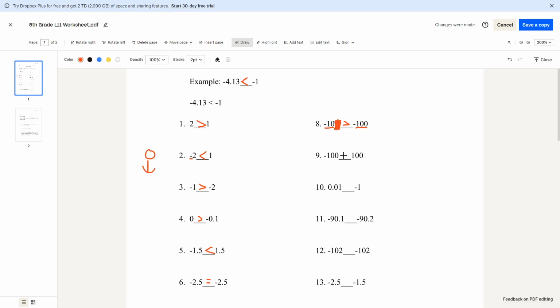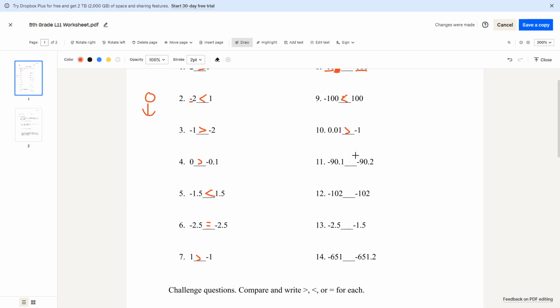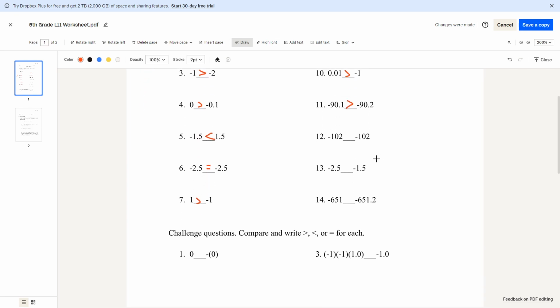Negative 100 and 100, 100 is greater. Don't be fooled and read the question carefully for the negative symbols. Negative 0.01 and negative 1. 0.01 is greater. Negative 90.1 and negative 90.2. Negative 90.1 is greater. Negative 102 and negative 102, they are equal. Negative 2.5 and negative 1.5. Negative 1.5 is greater. Negative 651 and negative 651.2.